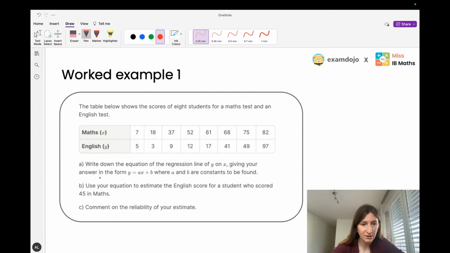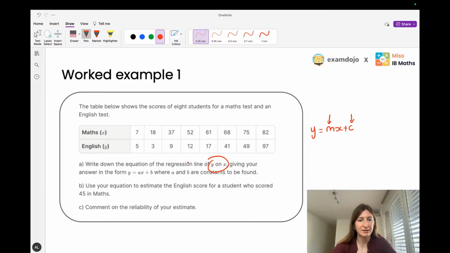All right, so we want the equation of the regression line y on x. So that's just the standard one, y on x. So what that means is for y equals mx plus c, this is what I use. Feel free to use a and b, or m and b. So I need to find the m and I need to find the c.